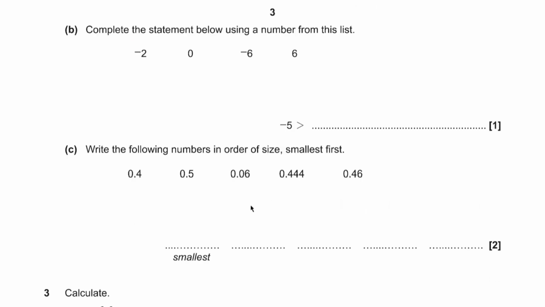Part B. Complete the statement below using a number from this list. Well, we have -2, 0, -6 and 6. -5 is greater than one of these numbers. We can think of this as temperatures. -5 is warmer than -6.